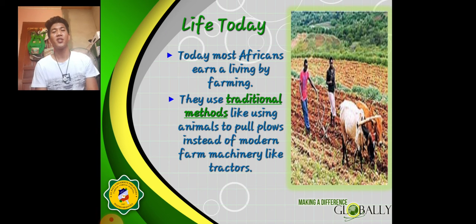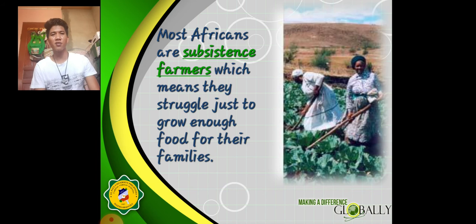Life today. Today, most Africans earn a living by farming. They use traditional methods like using animals to pull plows instead of modern farm machinery like tractors. So nowadays they use tractors in order to have faster production. So most Africans also are subsistence farmers, which means they struggle just to grow enough food for their families.